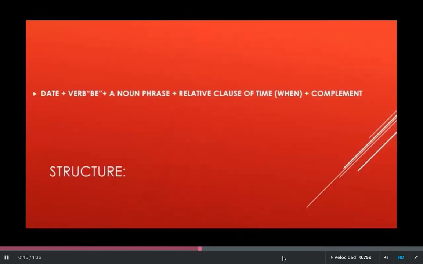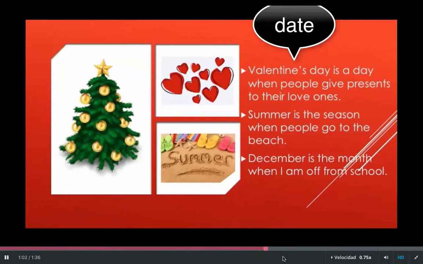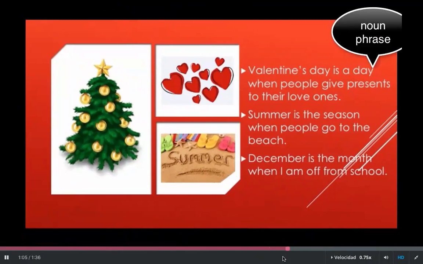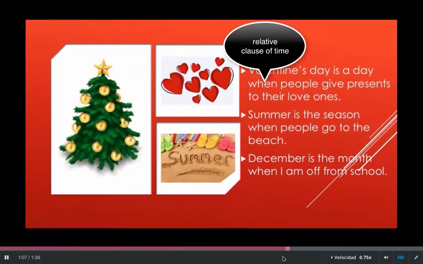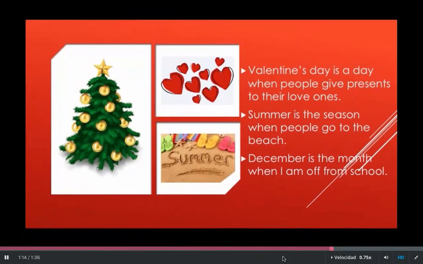Take a look at the structure and work with us on the following examples. Date plus verb be plus a noun phrase plus a relative clause of time, when, plus complement. If we study the first example, Valentine's Day is a day when people give presents to their loved ones. Valentine's Day is the date, is the verb be, a day, noun phrase, when, relative clause of time, people give presents to their loved ones would be the complement. Go on reading the other examples and try to understand them before you're asked to do the exercises.